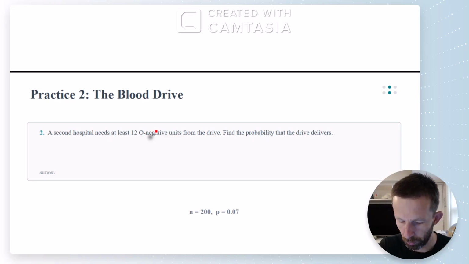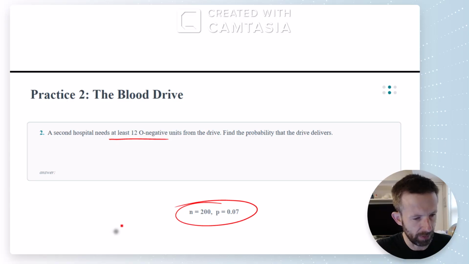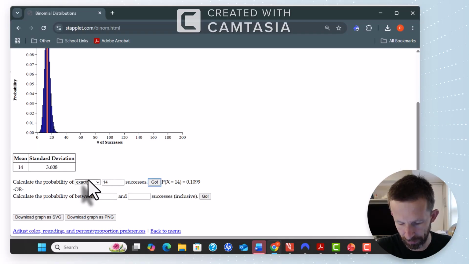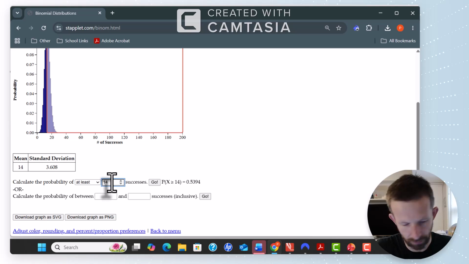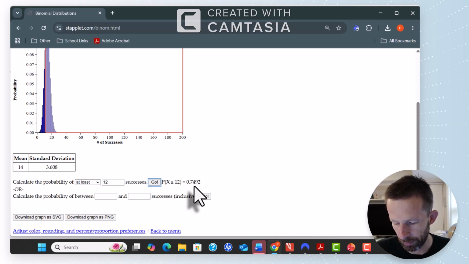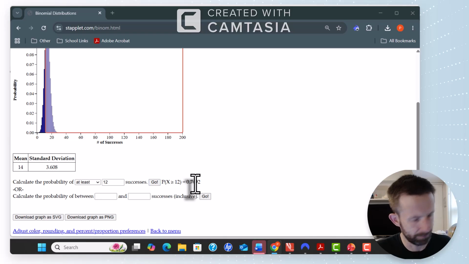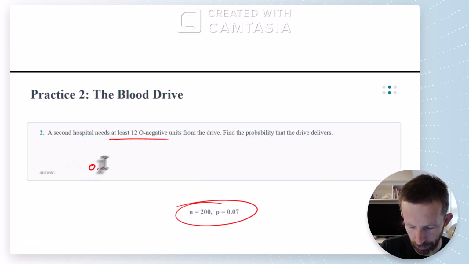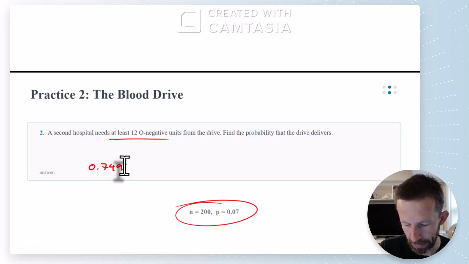All right. The second hospital needs at least 12 of them from the drive. So I want to know the probability of getting at least 12. At least 12, the probability is 0.7492.